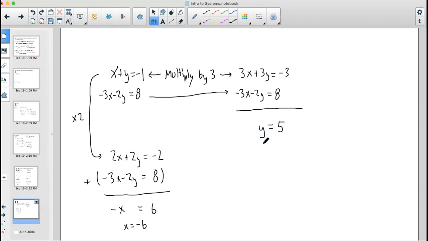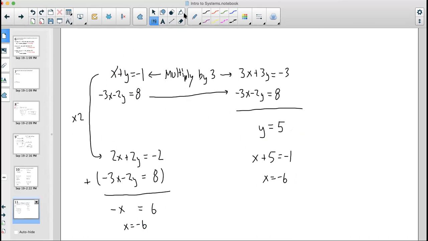If I wanted to, I could plug this y equals 5 in. These each give me half the answer. If I was going to solve this system from scratch, I wouldn't do it both ways. I would choose a way, like I chose multiply by 3 first, and I got y equals 5. Then I would plug this back into one of my original equations to find x. Let's say I plug it into the first one. Then x plus 5 is negative 1. Subtract 5 from both sides, you get x equals negative 6, which is the same answer I got down here.